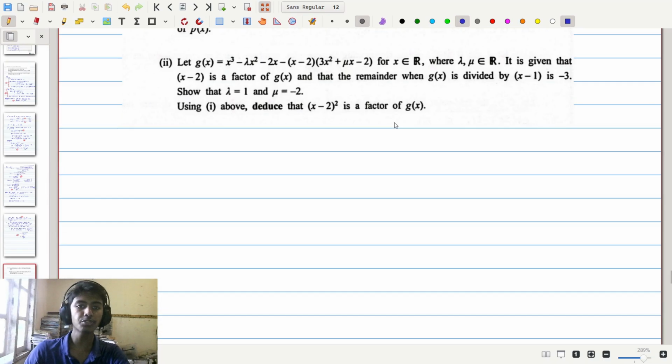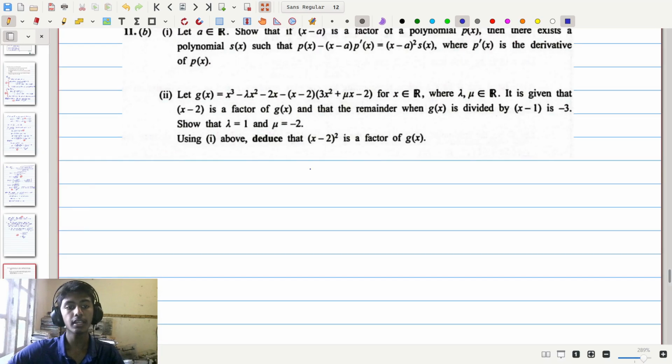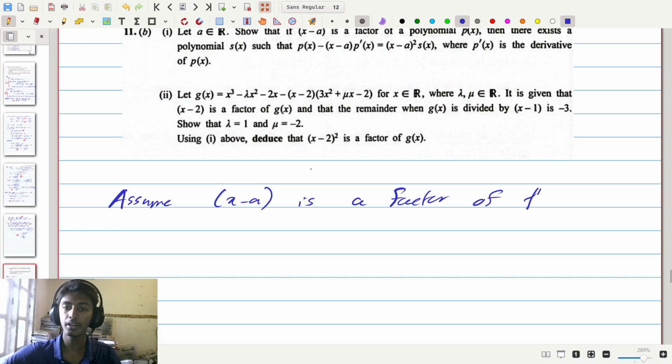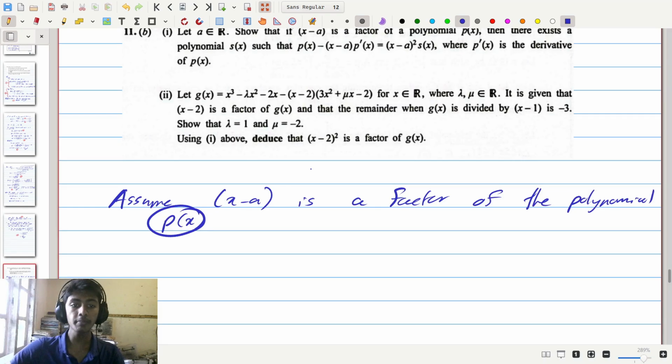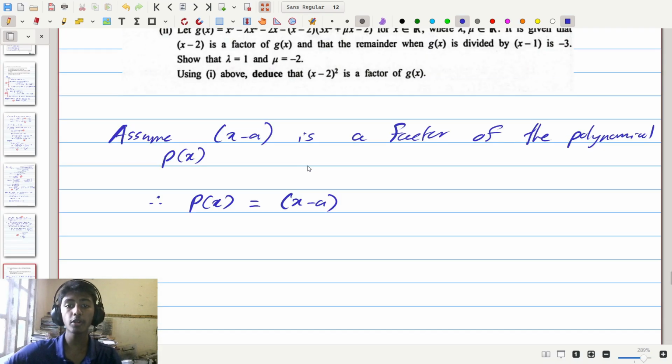So to do that, let's first assume that x minus a is a factor of the polynomial p of x. So we're assuming at the start that x minus a is a factor of p of x. So if this is the case, it means that p of x can be written as x minus a times some other polynomial. So we can see that therefore p of x must be equal to x minus a times some other polynomial, which for our purposes I'm going to be calling q of x.